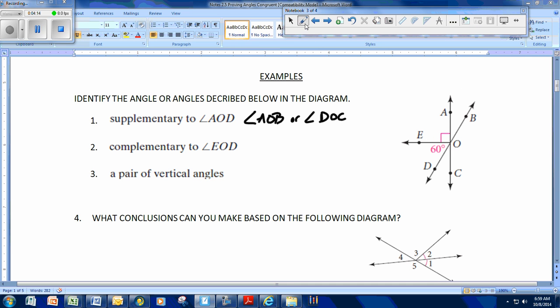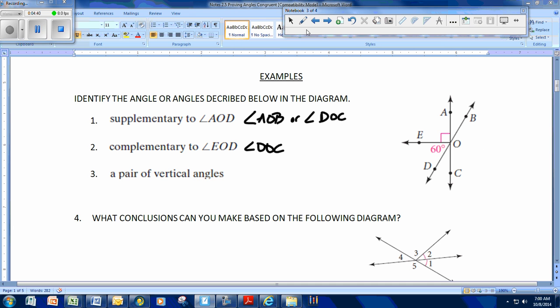Next we're going to talk about complementary angles. So we're looking for an angle that's complementary to angle EOD, which is this 60-degree angle right here. And the only angle we have to pick would be this angle right here, angle DOC. So angle DOC plus angle DOE is going to give you a 90-degree angle right here, and that makes them complementary.